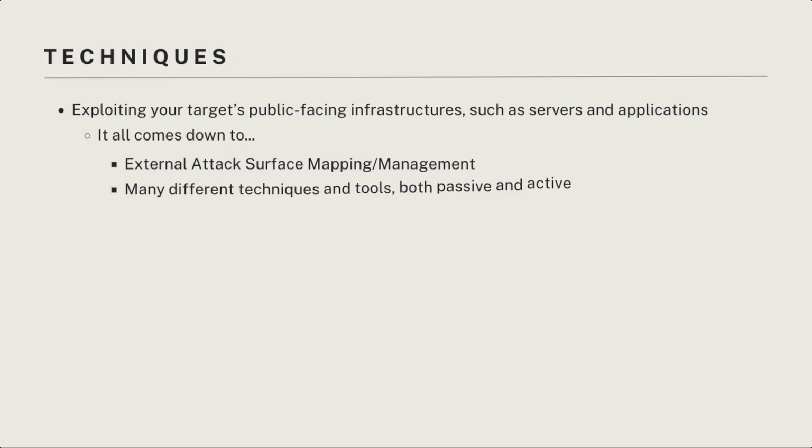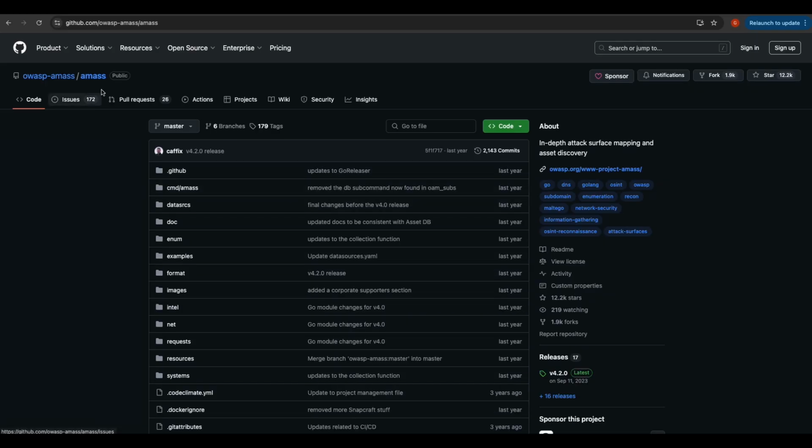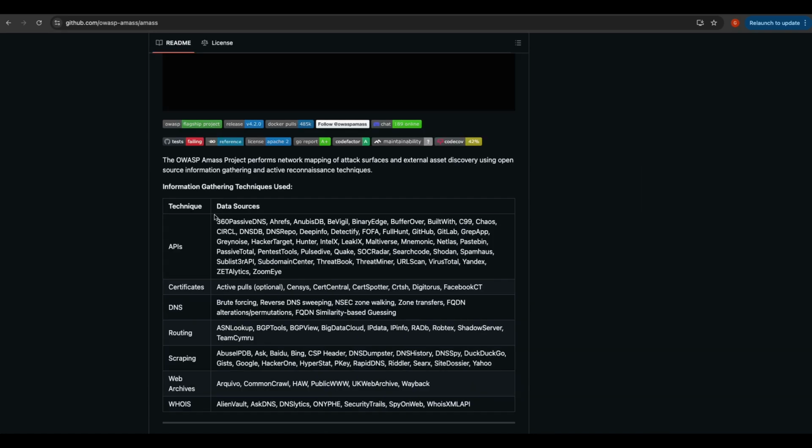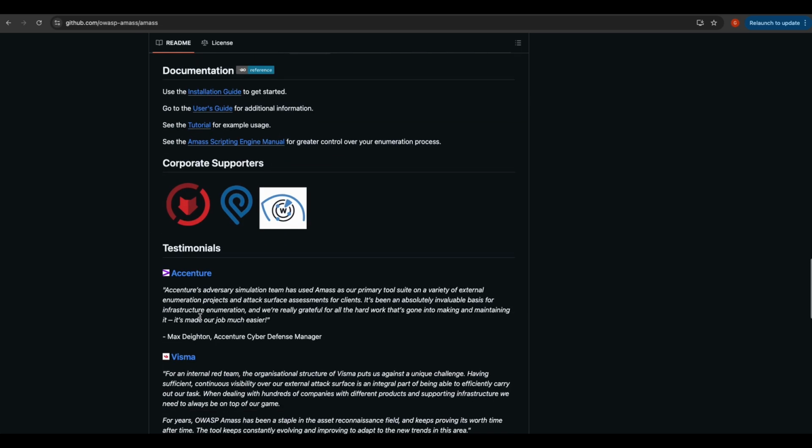There are many different techniques and tools to do this, both passive and active. One good example would be the Amass tool by OWASP. You can check out the GitHub page of Amass. It documents how the tool does it and you can definitely learn a few tricks by going through and reading the GitHub page.